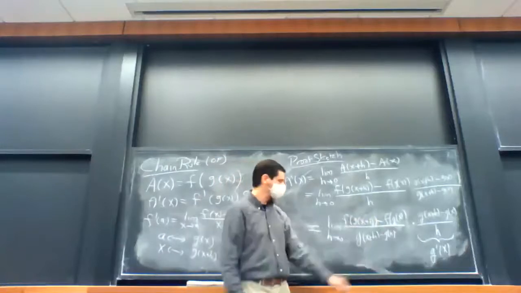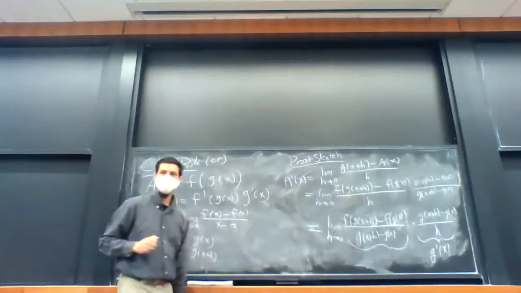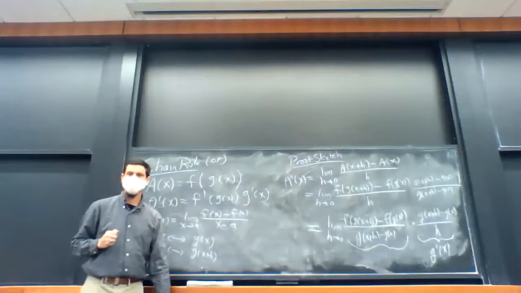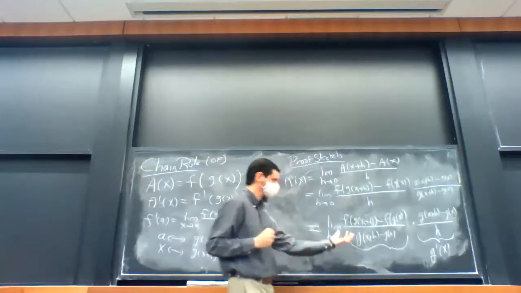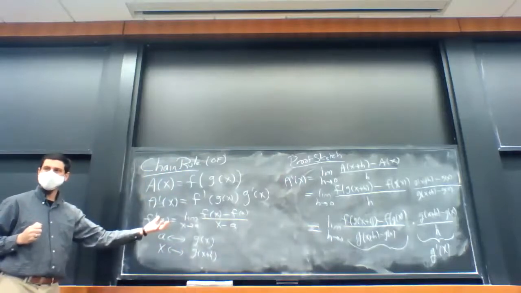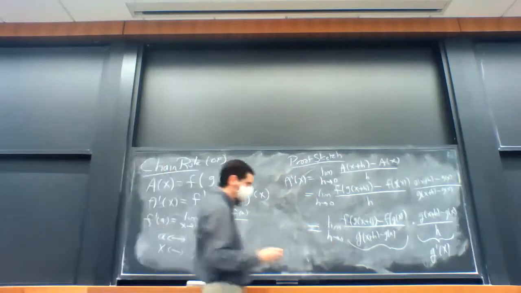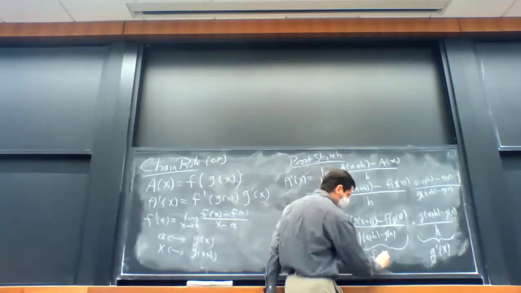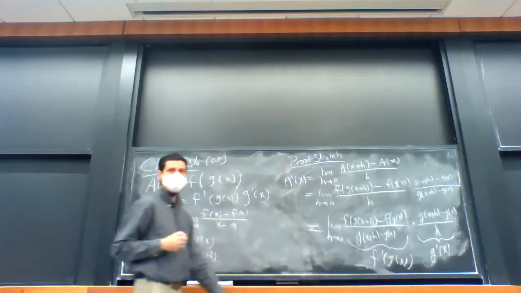So what would this limit be? What would the first factor converge to? Using this as our definition of the derivative, it's just going to be f prime, where? At g of x. And there's the one variable chain rule.